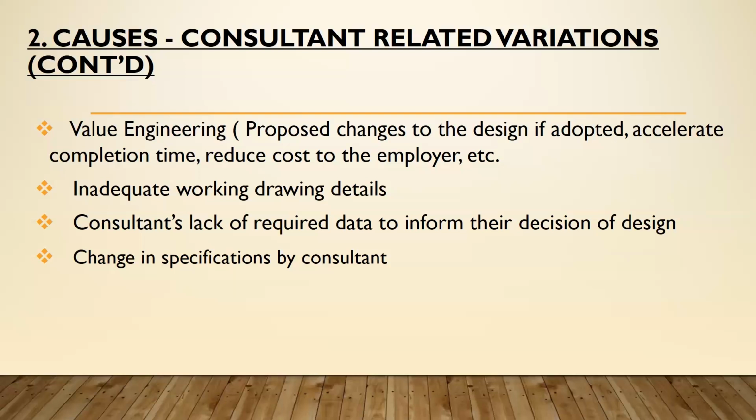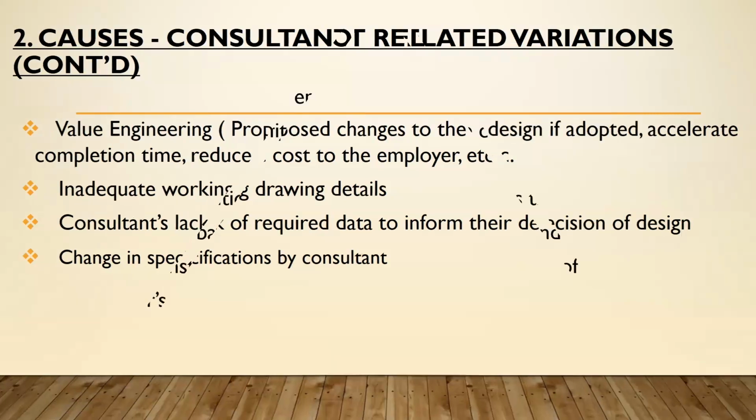And once there's a change in specification, it also affects the quantities. It affects cost as well. For instance, maybe originally in the contract, 12mm diameter was stated, and then a change of specification to 32mm diameter. This will bring about an increment in cost.